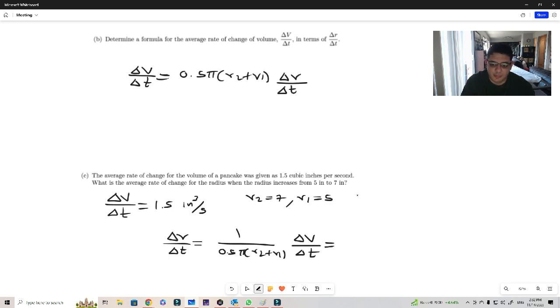And so notice that because we know how much R2 and R1 are, this is simply 0.5 pi, and then we plug in 7 here and 5 here, and that's going to be 12. And then dV/dt, I know that's going to be 1.5. So at this point it's just a matter of simplifying. This 0.5 by 12 is just going to be 6. So I can see this as 1.5 over 6 pi. And of course this is in inches per second, since this is the radius.